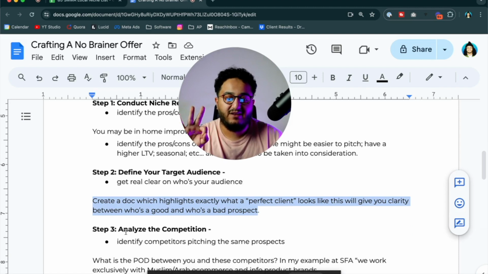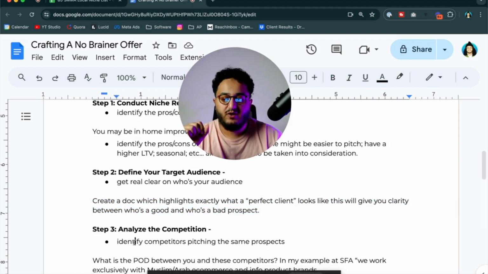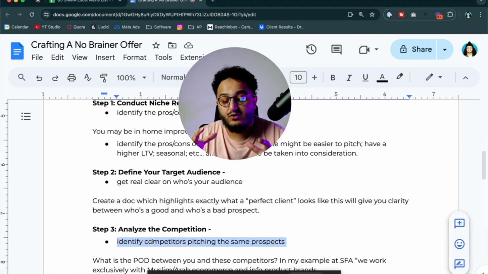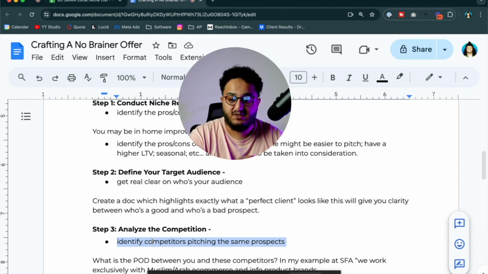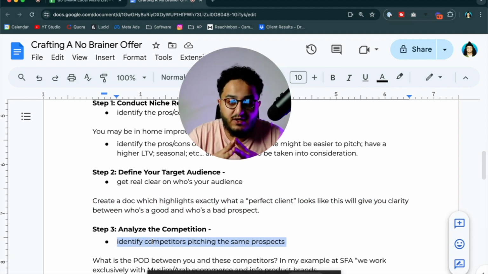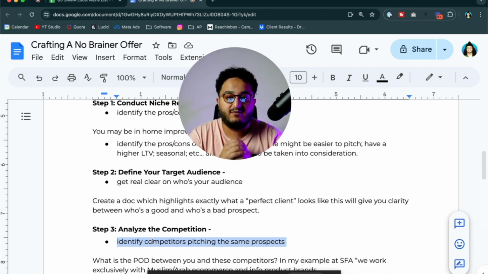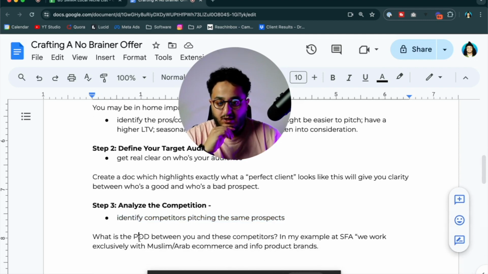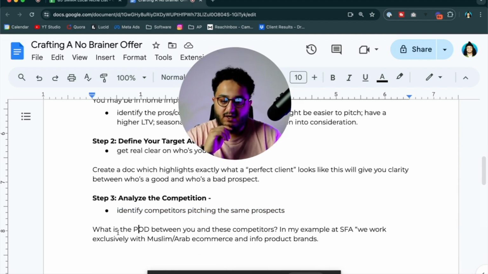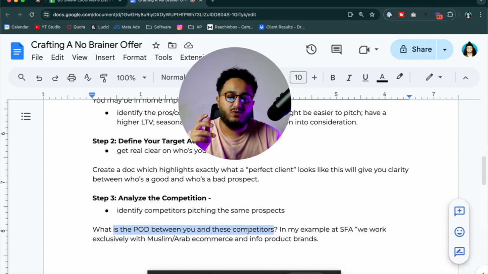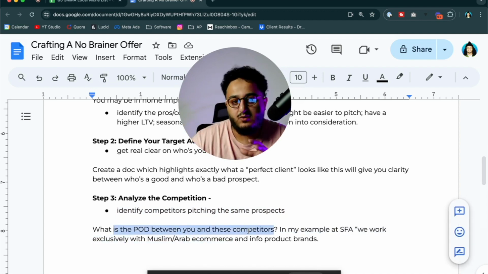Number three is going to analyze the competition. And over here, you want to identify the competitors that are pitching the same exact prospects. Okay, so let's say you're in the law niche. Who the heck are these other agencies that are pitching the same prospects that you're going after? You need to understand that, because these people are going to be bidding for the same attention that you are trying to get. Here, you want to understand what is your point of difference between you and your competitors. So what is the POD, point of difference?